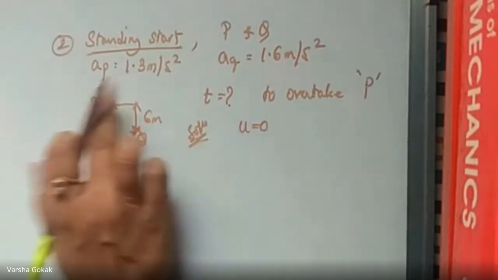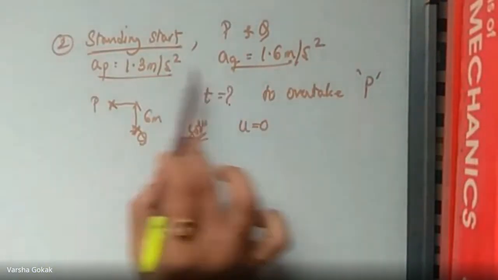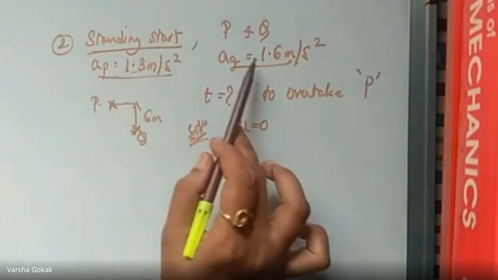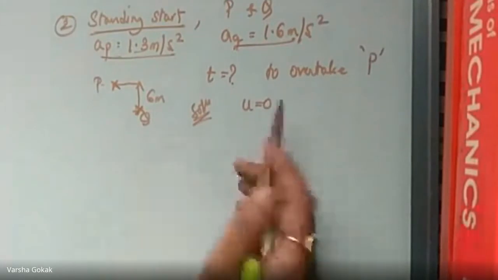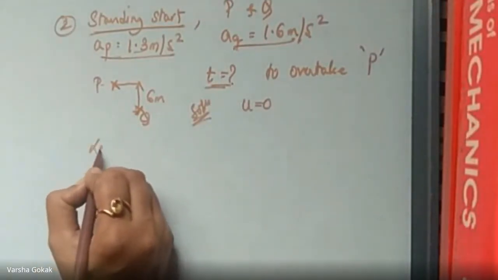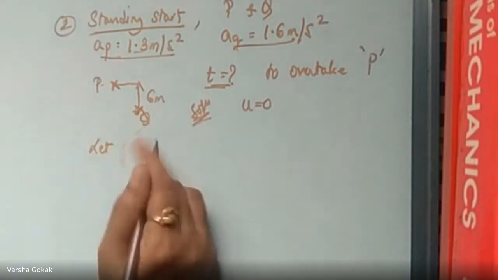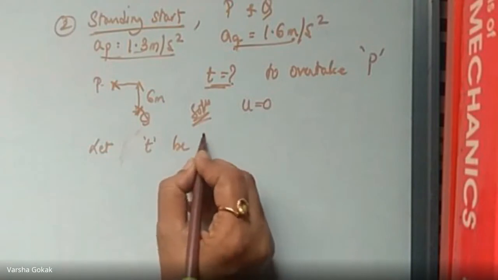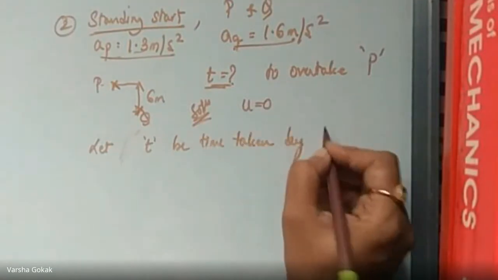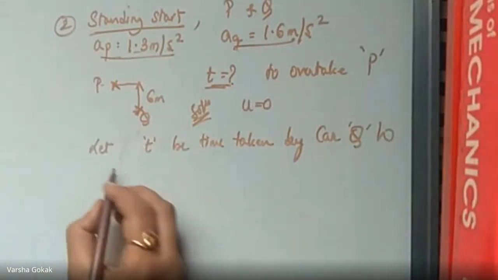Apart from that, they have given us the acceleration of vehicle P and the acceleration of vehicle Q. So AP and AQ. Right. So we want to find the time T. So let us start with the assumption of T only. So let T be the time taken by car Q to overtake P.